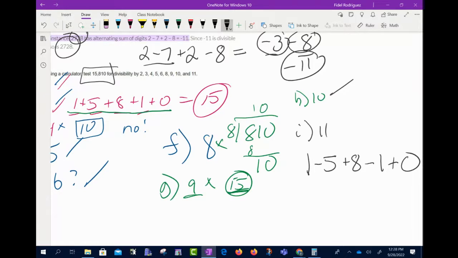Okay, so look, 1 minus 5. If I have $1, but I owe you 5, I still owe you 4. Okay, I'm not going to worry about the 0 because it's just a 0. If I owe you $4 and I have 8, I'm still left with 4. And 4 minus 1 is going to give me 3. So 11 does not go into 3. So then I can't divide that thing there by 11. Okay. And that's how I'm going to check my answers to see if I can divide it by 2, 3, 4, 5, 6, 8, 9, 10, and 11.